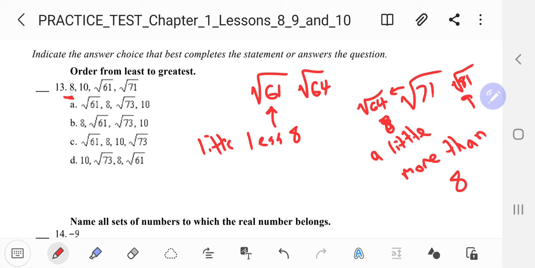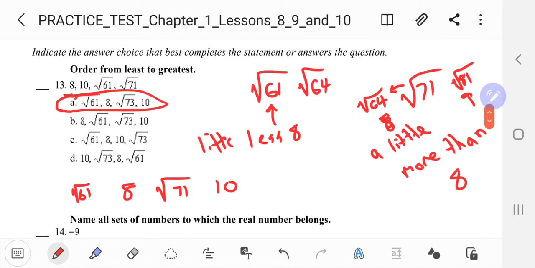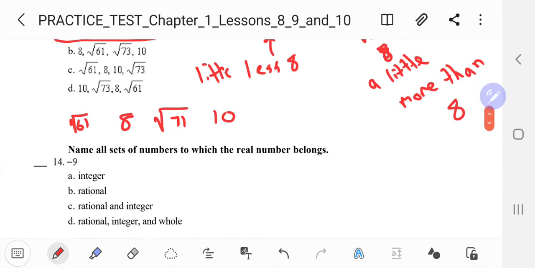So we have 8, we have a number a little less than 8, which is square root of 61, and a number a little more than 8, which is square root of 71. And then we have 10, which is way greater than all of them. So I just kind of ballpark that. You can also use your number line cheat sheets or the tool that we wrote in our notes. Where is it? Oh, it's A. Oh, and sorry, this should have been a 3 right there, but it doesn't affect it that much.